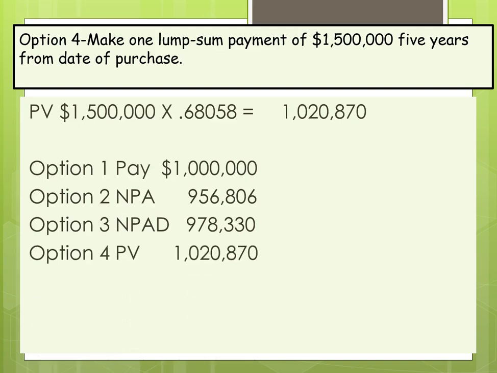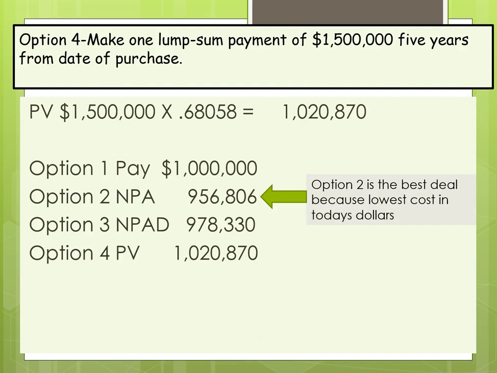So when we look at this, our best option would be option number 2. That is the best deal because it's the lowest cost in today's dollars. And that is the end of this presentation on time value of money. This is part 1 of 2.